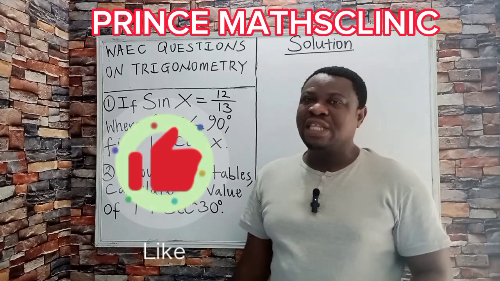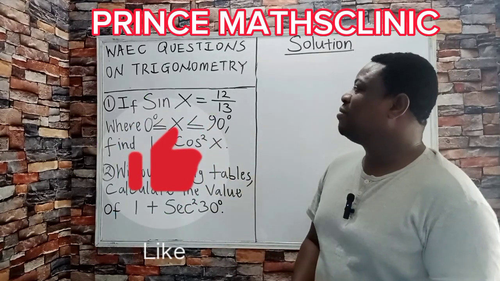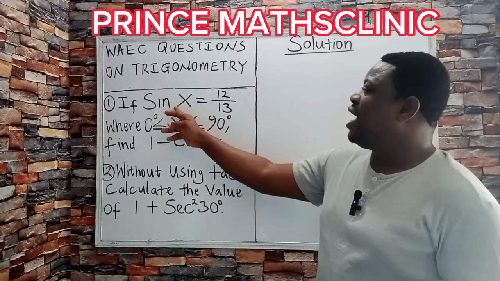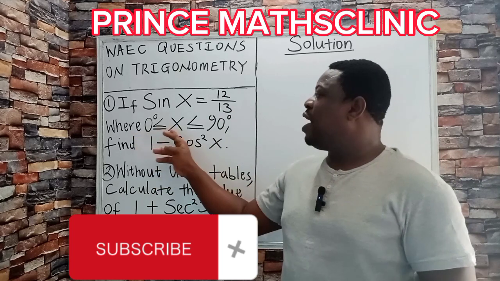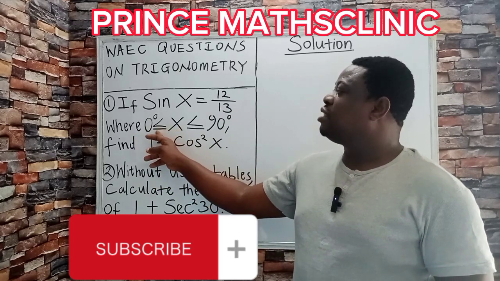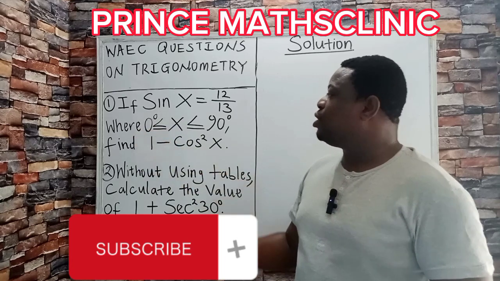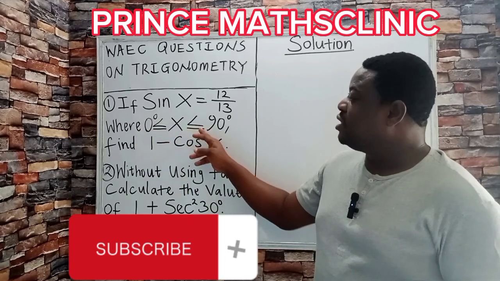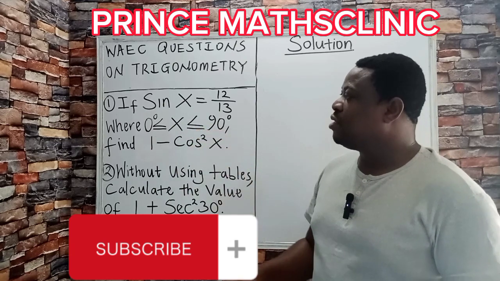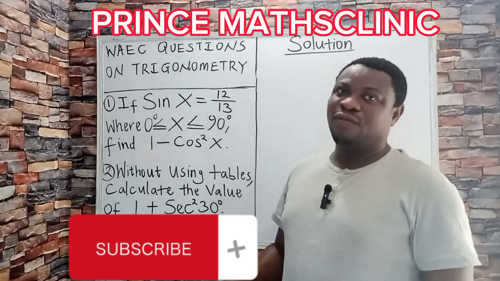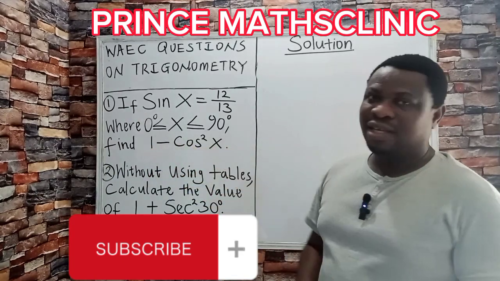Today, we shall be looking at this other aspect of trigonometry. If sine x is given as 12 over 13, where x is greater than or equal to 0 and less than or equal to 90, we are asked to find 1 minus cos square x.